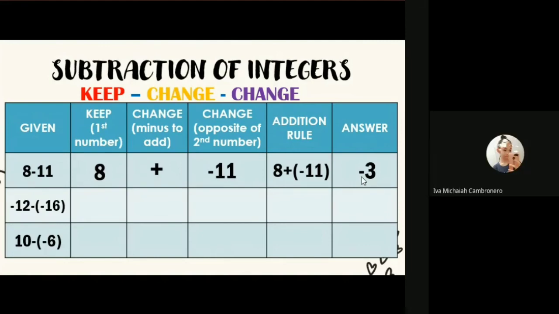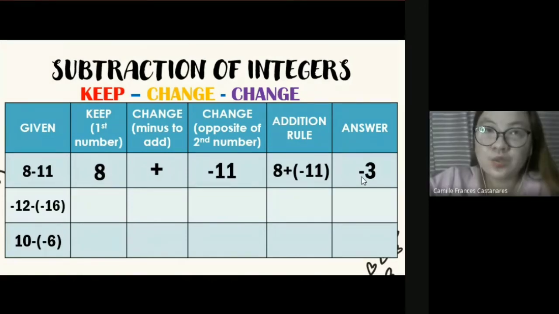Mas malaki po yung number ng negative. Mas malaki kasi 11. Malaki po sa 11. Okay. Mas malaki, bigger number natin is yung 11. So, titignan nyo, kapag in-absolute value natin tong 8 tsaka itong negative 11, ang mas malaking number natin is 11. So, kukunin natin yung sign ni 11, kaya naging negative 3. Okay. Next, negative 12 minus negative 16.